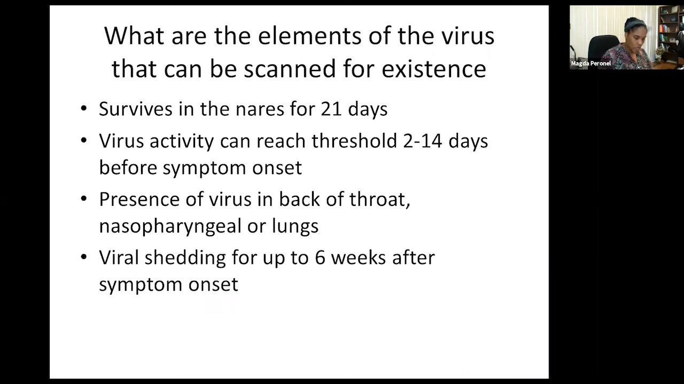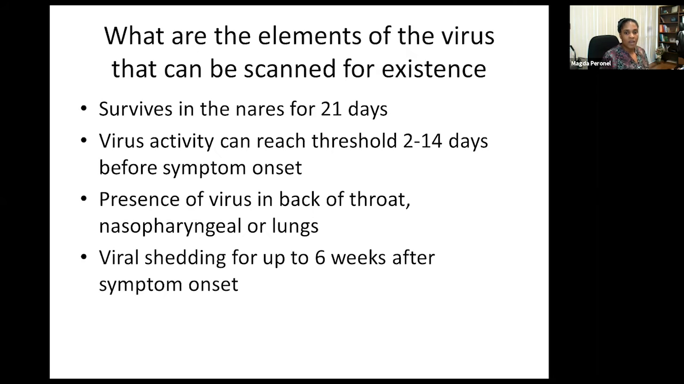All right, so back to COVID. What are the elements of the virus that we can look for or that we do understand right now? It can survive in the nares for about 21 days, and virus activity reaches threshold 2 to 14 days before symptom onset. So that basically means the virus is in the body, doing its thing, replicating, and it's going to take about 2 or maybe 14 days before we can test for its presence, or the person starts to feel sick. So the virus has a chance to replicate and be active in the body for a while before we see signs of it.